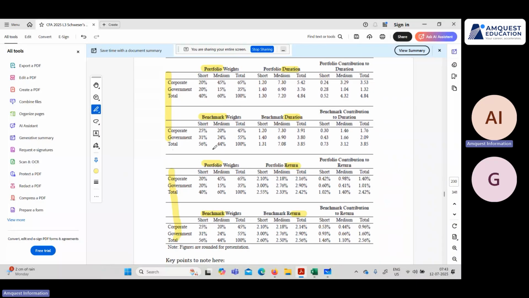Can I say that with respect to benchmark, this is 56%, this is 40%. So basically this is somehow underweight. Yeah. What he has done is he has underweighted the short term and overweighted the medium term. So that is one analysis we have done.